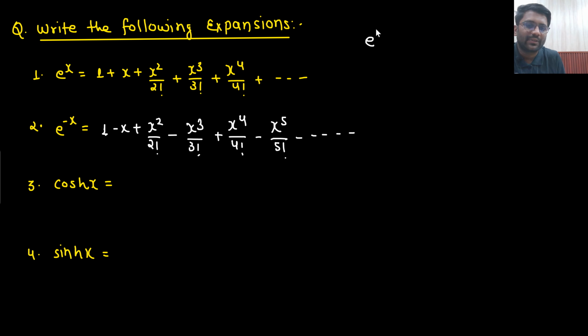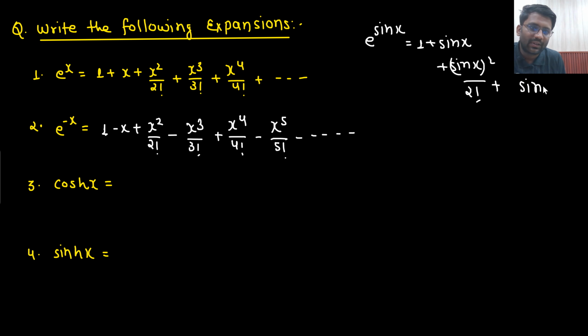If I ask you to find out the expansion of e to the power sin x, can you write down the expansion of e to the power sin x? Yes, sir. It will be nothing but 1 plus, this expansion I already know. So in place of x, I need to put sin x. In place of x, I need to put sin x divided by 2 factorial. In place of x, I need to put sin x divided by 3 factorial, and so on.